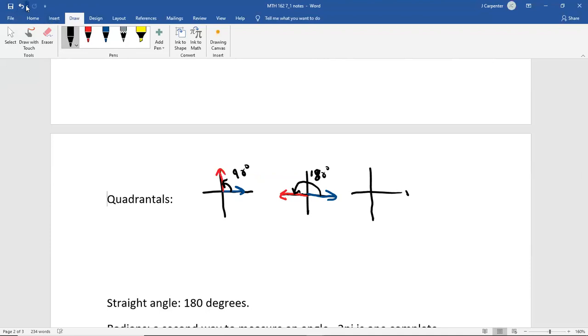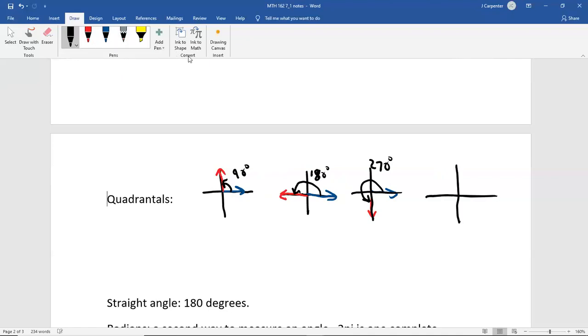Oh, I said I wasn't going to label that anymore. Blue here, red here. So this would swing through quadrants 1, 2, and 3. So that would be 270 degrees. Every quadrantal is a multiple of 90. Spoiler if you haven't figured that out already.